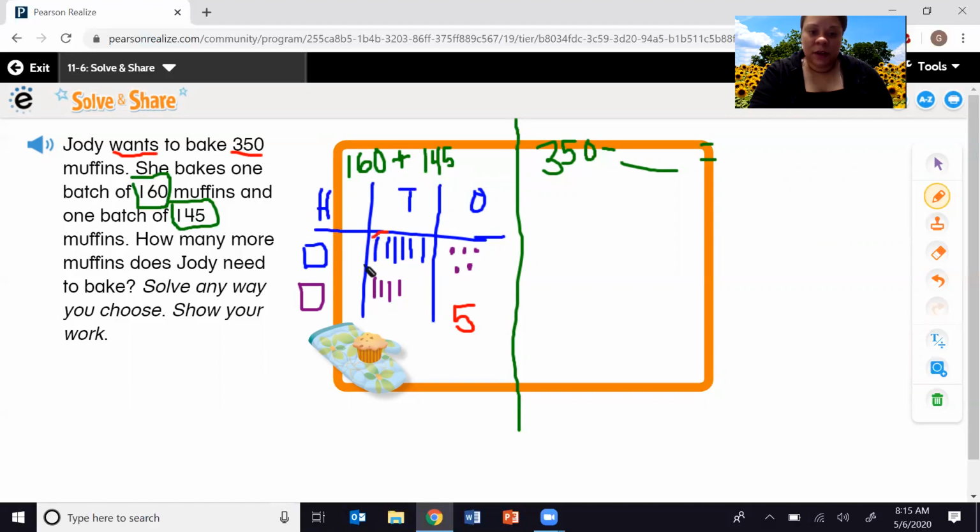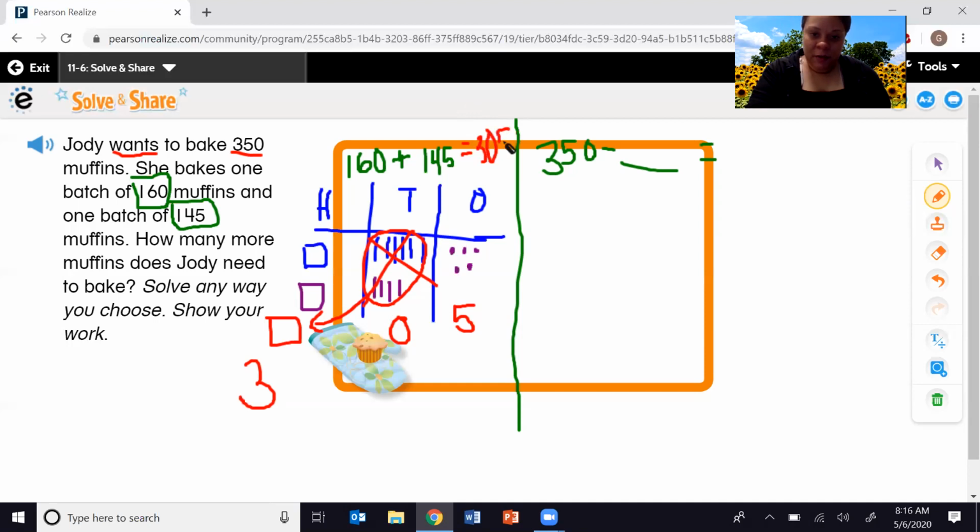I have 1, 2, 3, 4, 5, 6, 7, 8, 9, 10 tens, so guess what? I circle it, cross it out, and trade it for 100. So because I had 10 tens, that becomes 100. So now I have 0 tens left over and 1, 2, 3 hundreds. So my answer to 160 plus 145 is 305. So I'm going to put 305 right here.